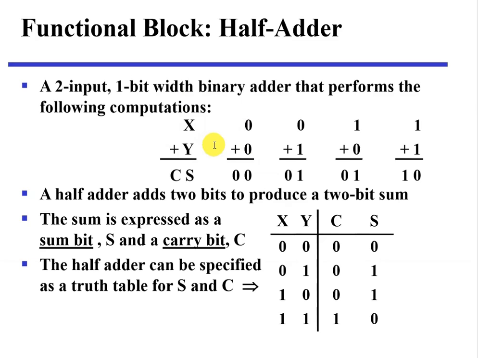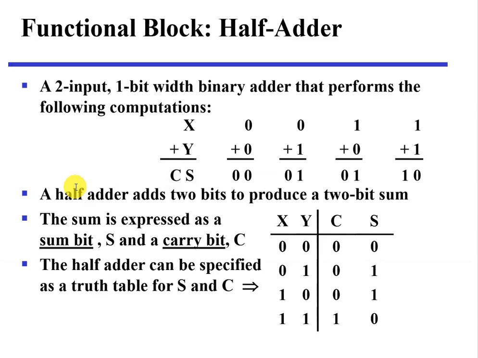The input variables are the bits that need to be added, and the output variables produce the sum, denoted by S, and then the carry, denoted by C. We assign the symbols X and Y to the 2 inputs, S for the sum, and C for the carry for the 2 outputs.